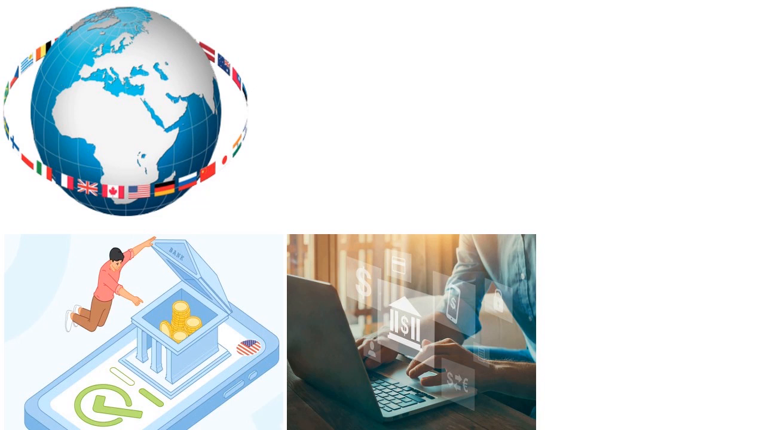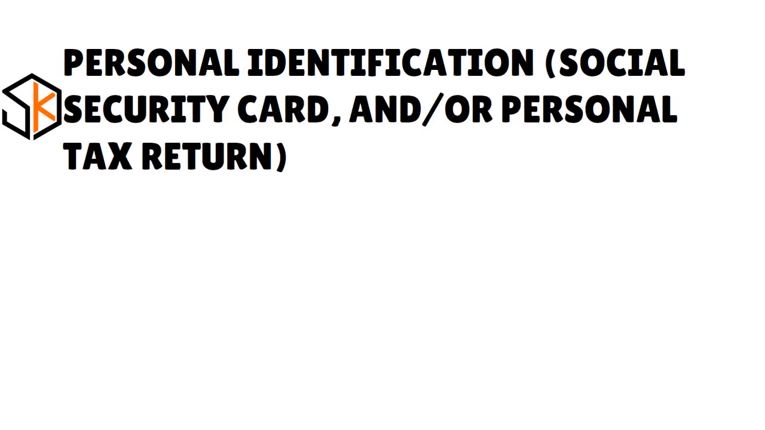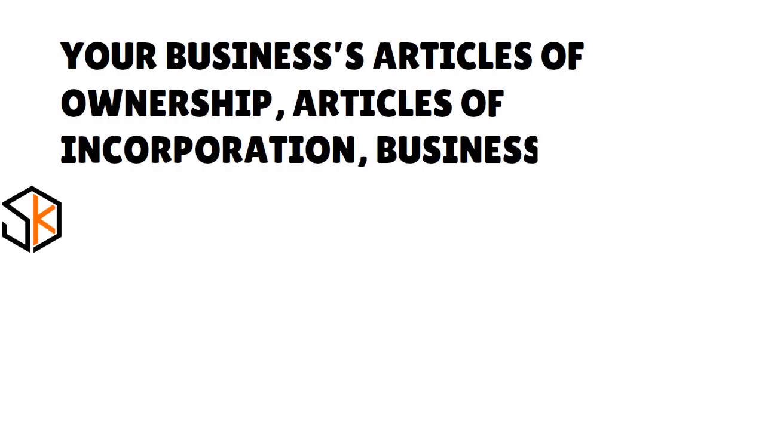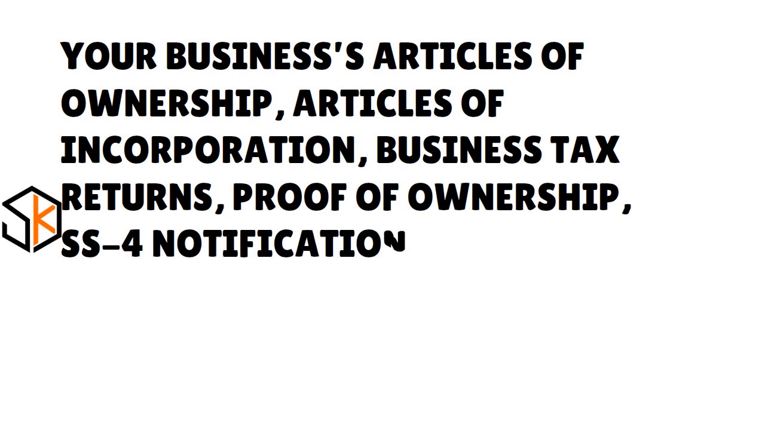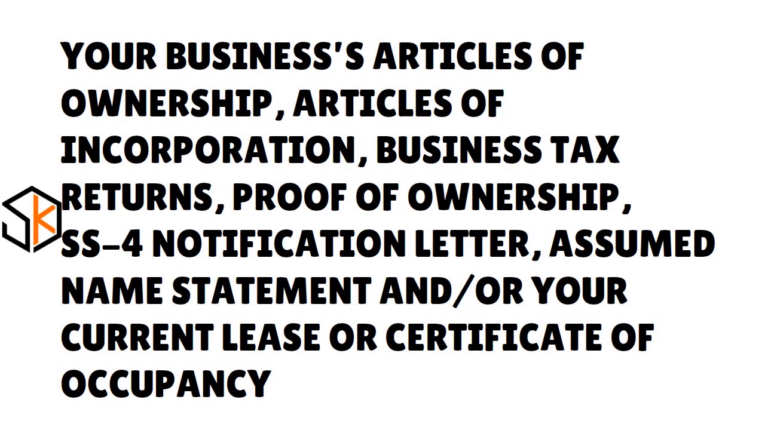Useful information to have on hand to reference as you fill in your application will include your personal information. So we're speaking about social security card and our personal tax return. You want to have also your business's articles of ownership, articles of incorporation, business tax returns. So your 1065, your 1120, your 1040 if you're a solopreneur, or your 1120S if you have an S corporation. You want to have a proof of ownership, SS4 notification letter, assumed name statements like a DBA, and/or your current lease or certificate of occupancy.